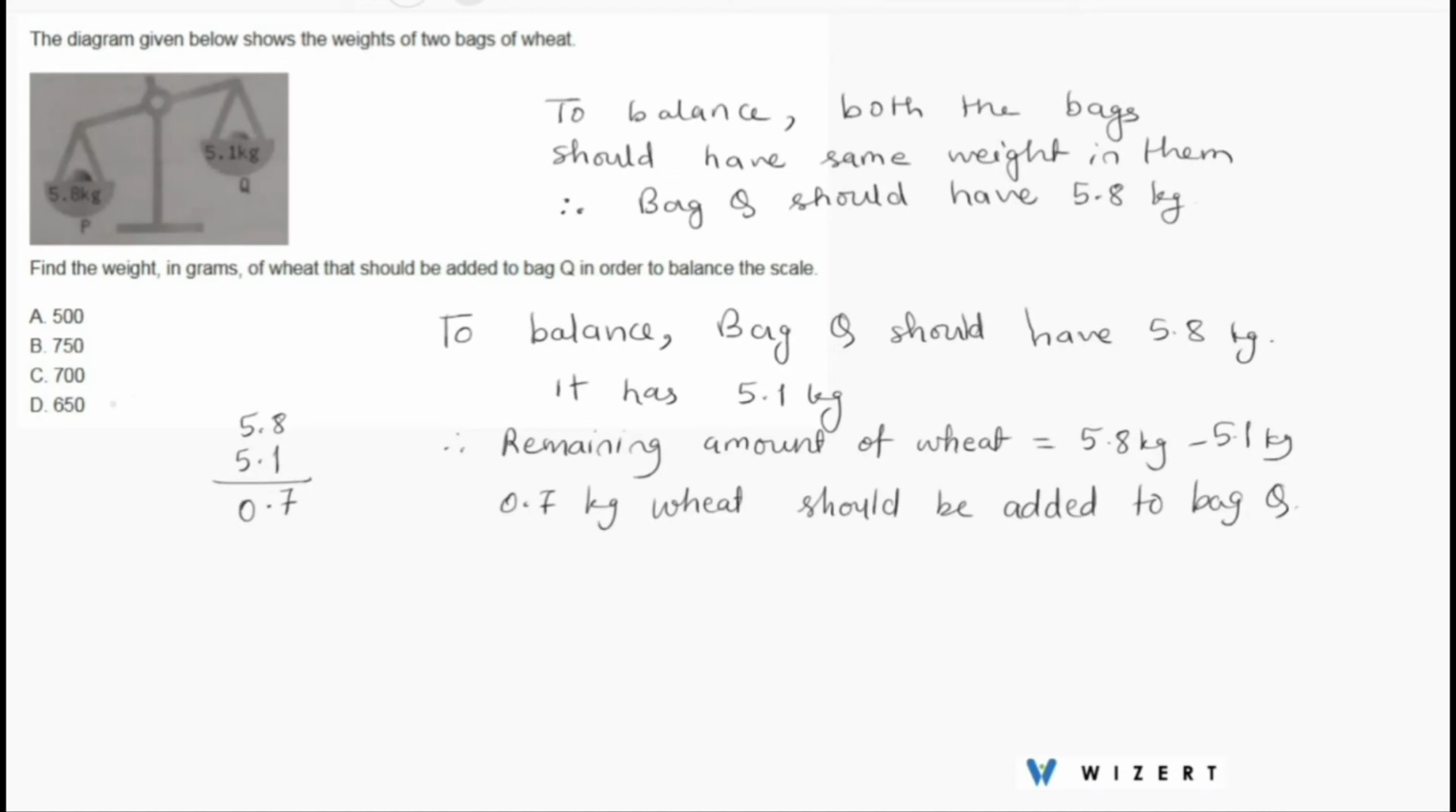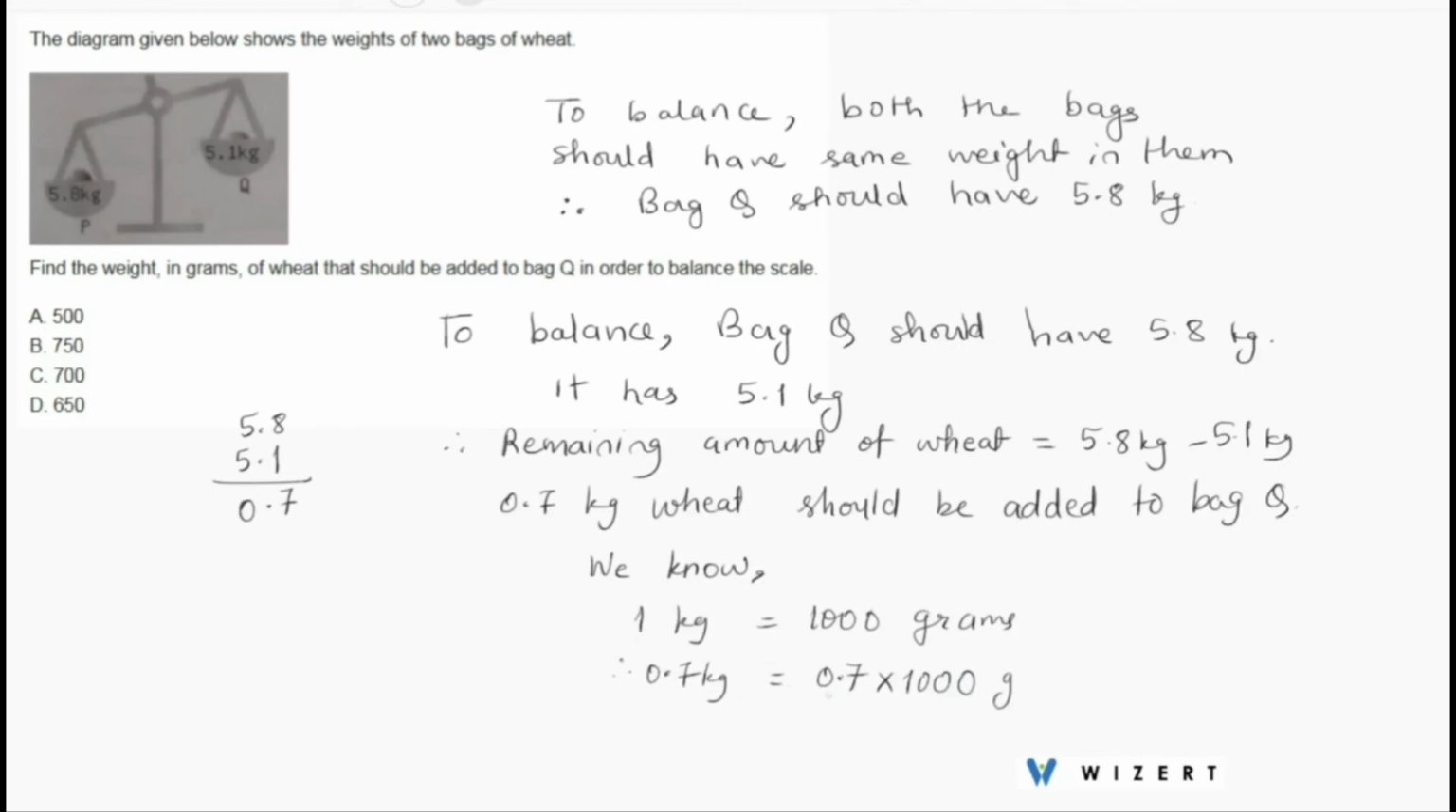But all the answers are in grams. So let's see. We have to find this in grams. Therefore, what we do? We know 1 kg equal to 1000 grams. Therefore, 0.7 kg will be equal to 0.7 into 1000 grams.